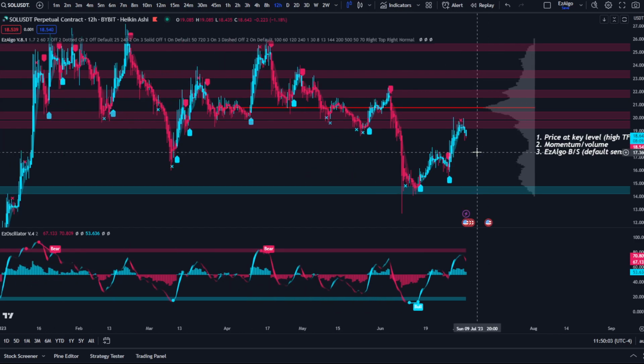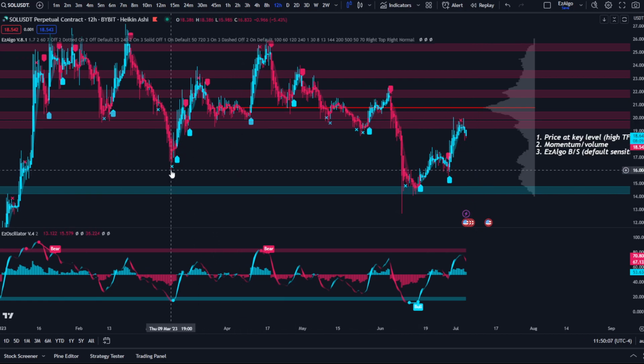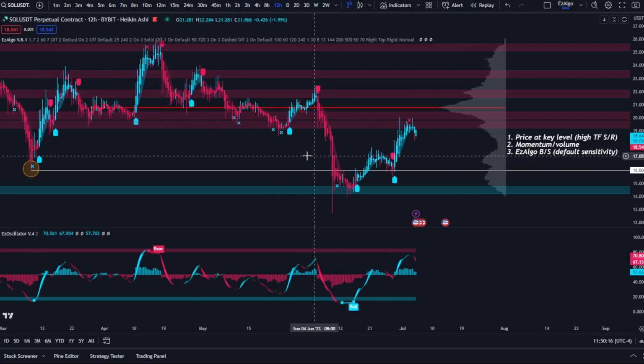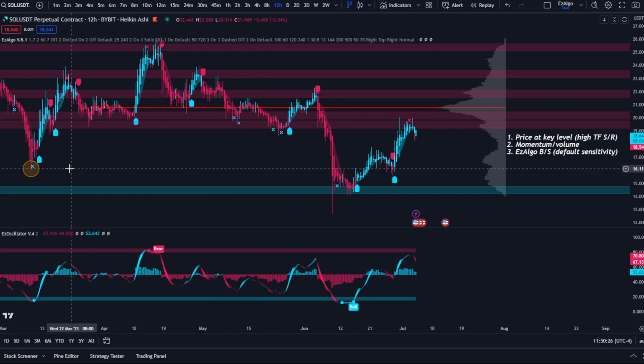Now, of course, you can incorporate your own trading methods as well, right? Maybe a failure in capture of a key level, right? We had lost this level previously, right? Broken below and then reclaimed with that EzAlgo buy signal. Maybe that's another criteria for entry. Maybe you use fair value gaps, maybe use order blocks. I don't know exactly what you use in your trading strategy. There are many, many things to incorporate, but I'm going to keep it as simple as possible.